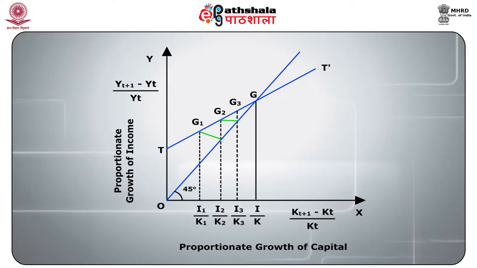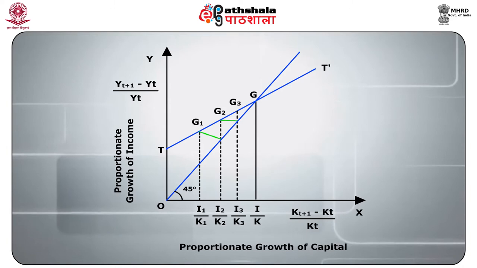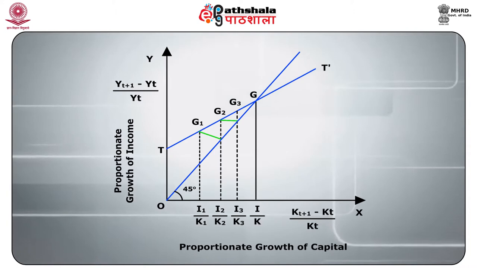At point G, we have rate of growth of capital equal to rate of growth of income. This is the point of steady growth of income.